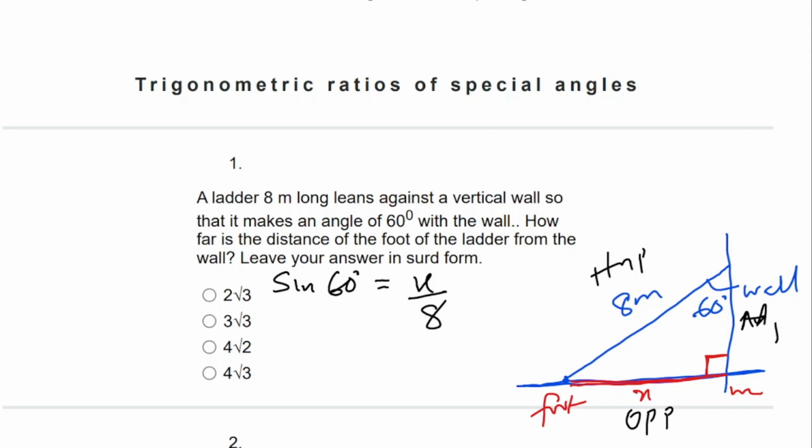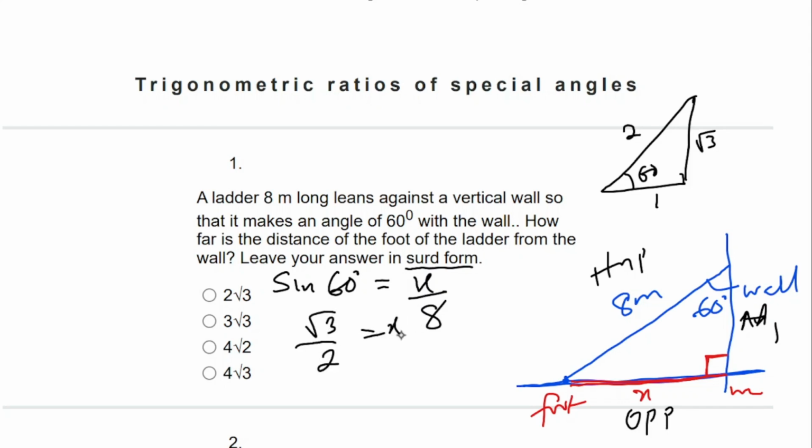So we now need to find what is sine 60 degrees, since we are leaving our answer in surd form. Even if you cannot remember, you just quickly come up with the 60 degree triangle. This is 60 here, and this is 2, this is 1, this is root 3. So opposite over hypotenuse will be root 3 over 2 equals x over 8. When you cross multiply here, you have 2x equals 8 root 3.